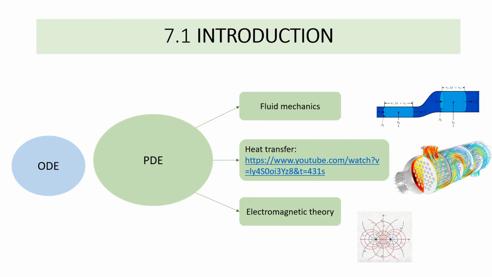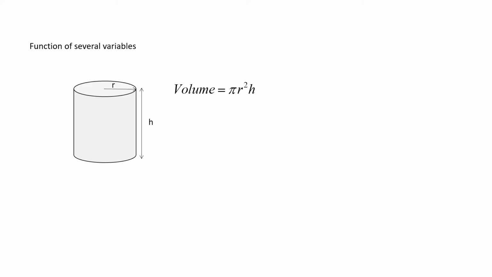In the previous topics from chapter 1 to chapter 6, you have learned about ordinary differential equation or ODE, where this ODE can model simple physical systems. But what about modeling complex systems, especially in fluid mechanics, heat transfer, and electromagnetic theory, or any other complex application? So all these problems can be modeled by using partial differential equation or PDE. Before we go deep into what is PDE, first let us understand what is the function of several variables.